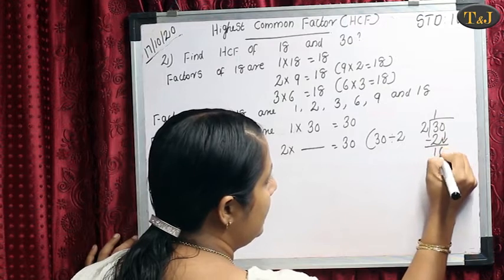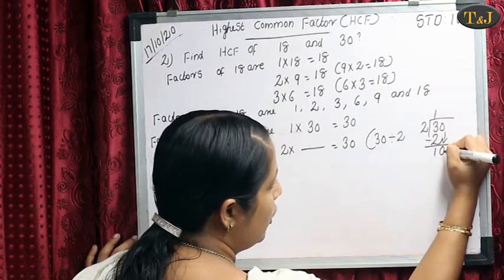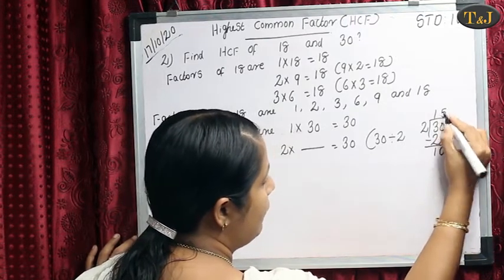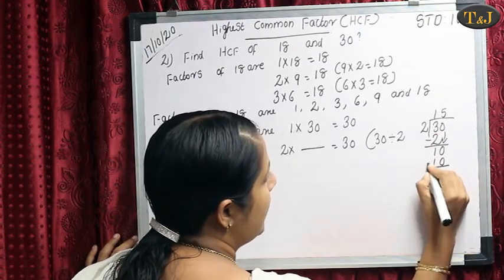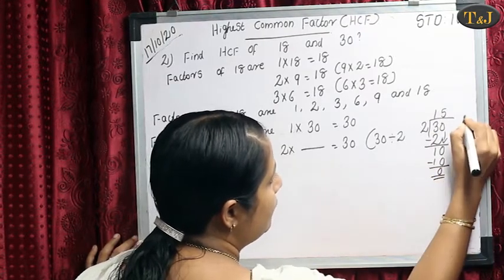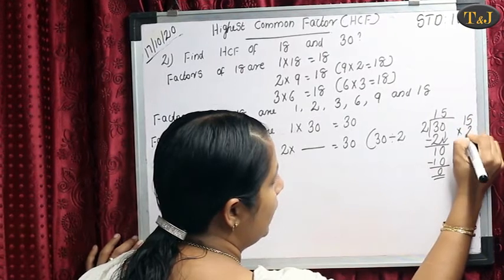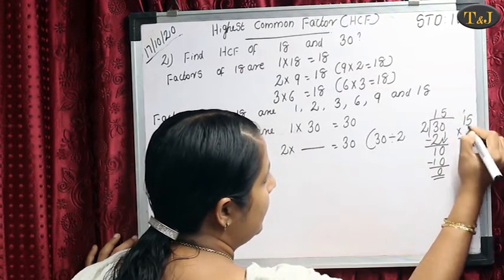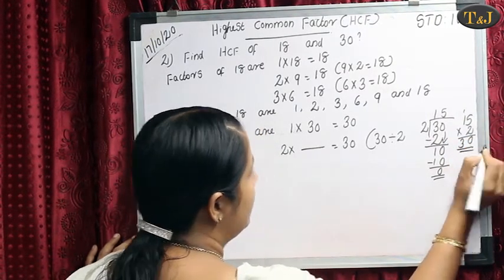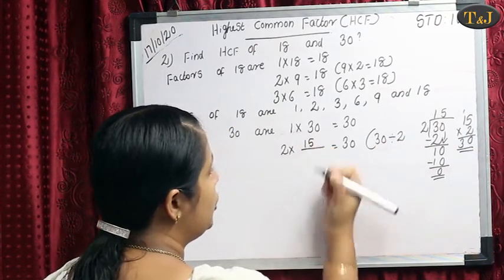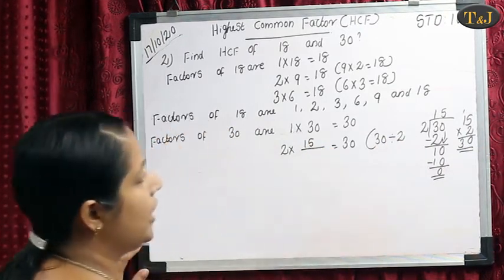Then 10. In 2's table, how can we get the number 10? 5 times. Then 5 2s are 10. 10 minus 10 equals 0. That means 15 multiplied by 2 equals 30. So we write here 15. 2 multiplied by 15 equals 30.